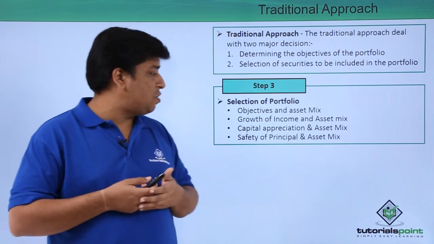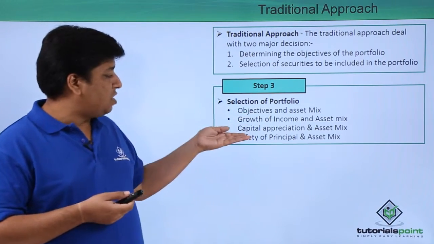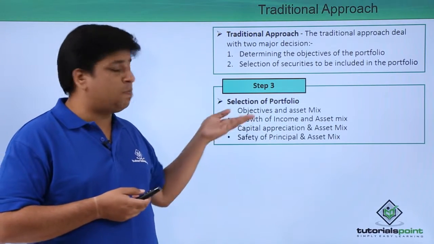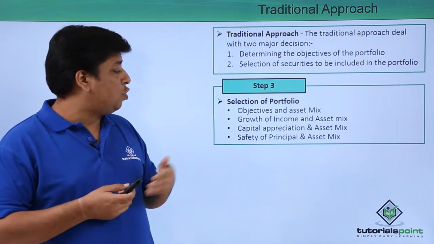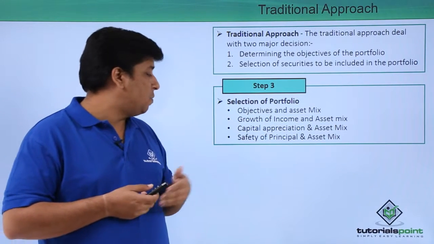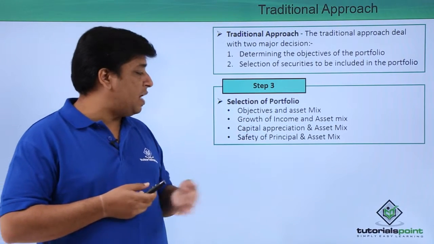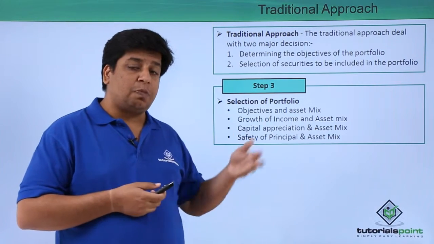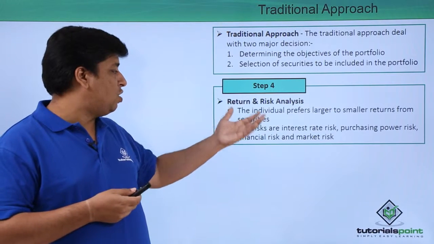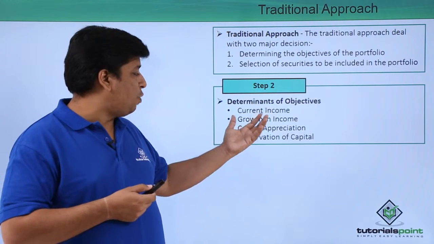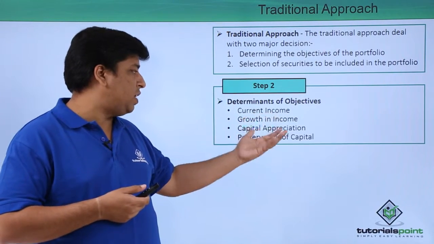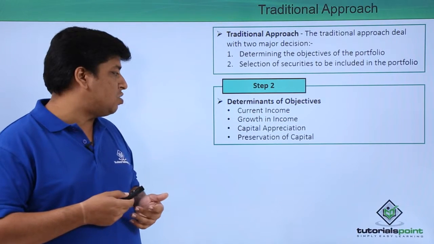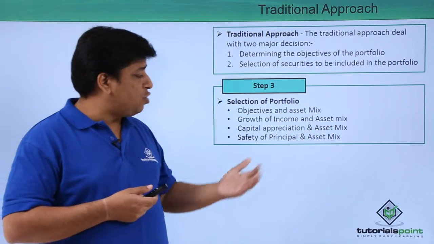Step 3 is selection of portfolio, objective and asset mix. So basis your objective, what should be the asset class that you should be selecting in your portfolio: growth of income and asset mix, capital appreciation and asset mix, safety of principal and asset mix. So basically whatever was there in your step 2 in terms of your objectives of portfolio construction, you need to design your asset mix.